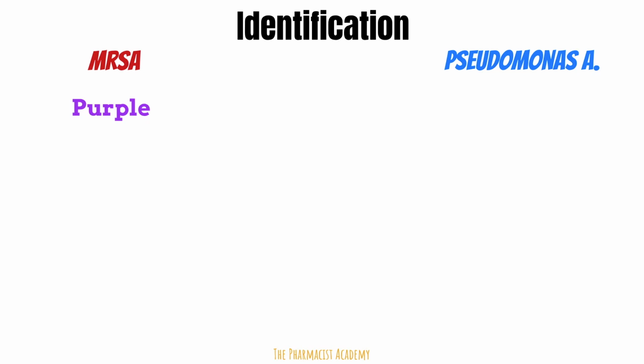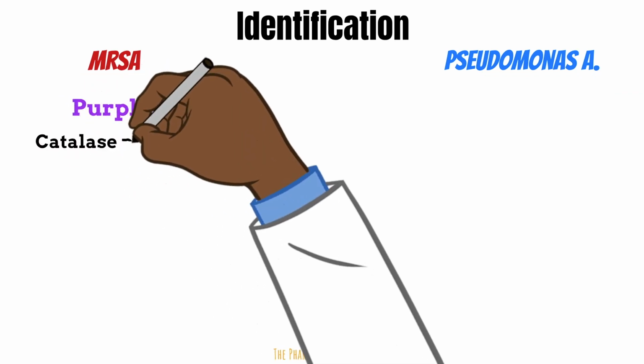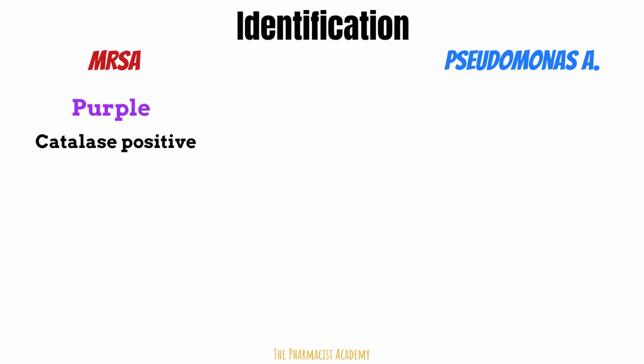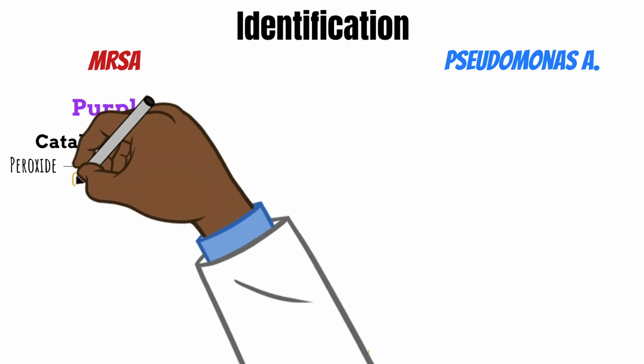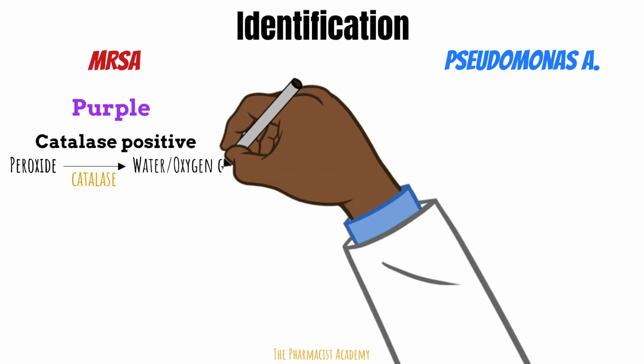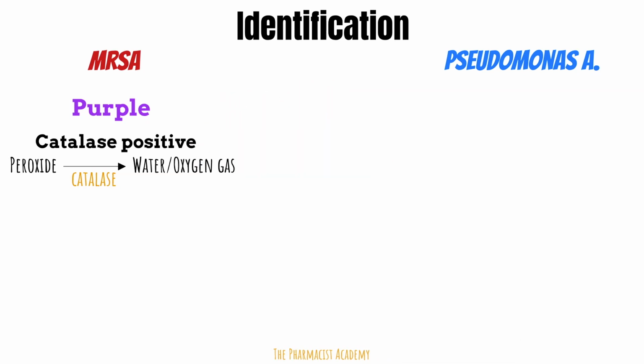Next, Staphylococcus species are catalase positive. This helps us distinguish them from other gram-positive cocci like Streptococcus or Enterococcus. Catalase is an enzyme that converts hydrogen peroxide to water and oxygen gas. The test is easy to perform. Bacteria are simply mixed with peroxide. If bubbles appear, it's due to the production of oxygen gas, so that means the bacteria is catalase positive.